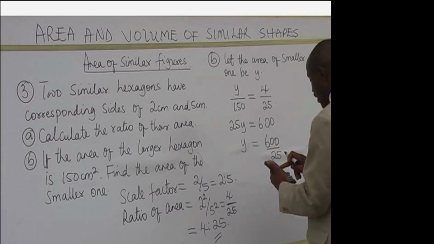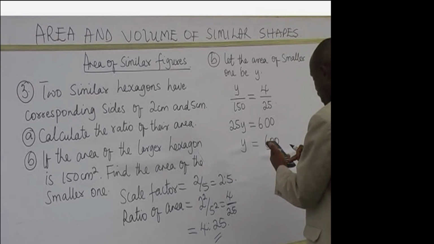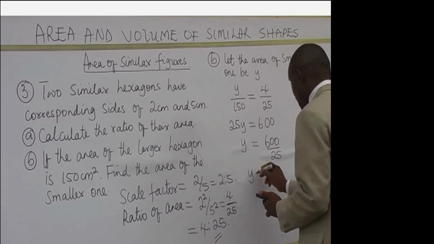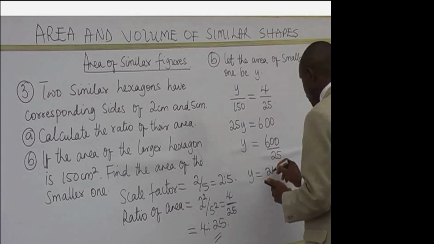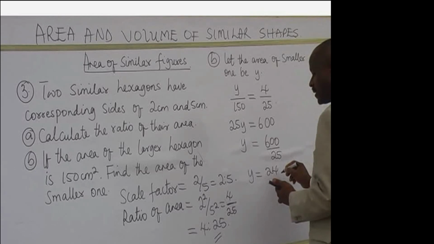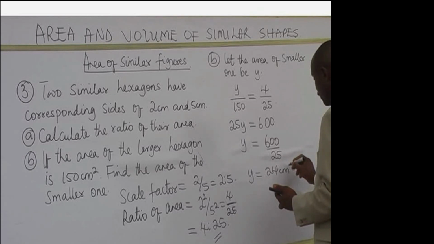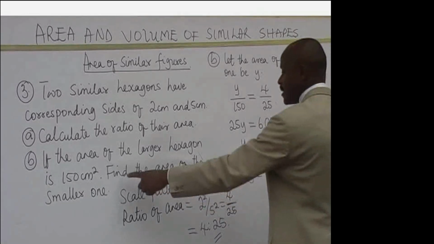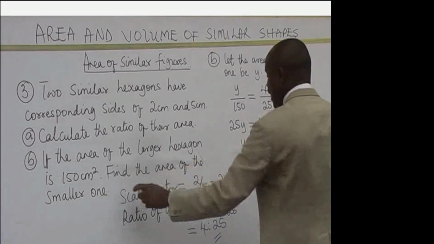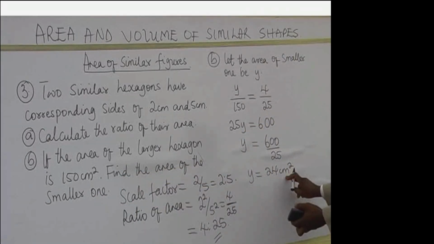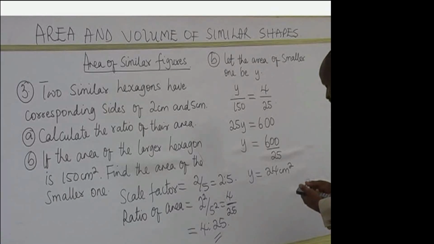Use a calculator there, don't crack your head. 600 divided by 25 is giving me that Y is 24 centimeters squared. Remember, they ask for the area of the smaller one. The figure is going to be in centimeters squared.